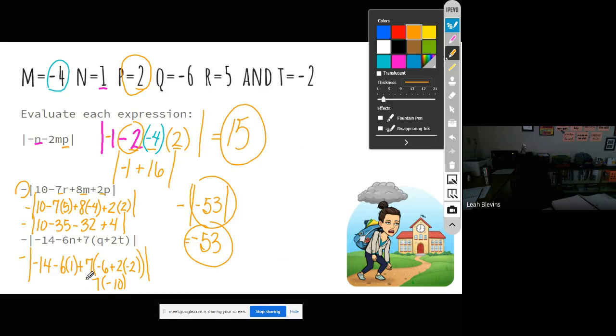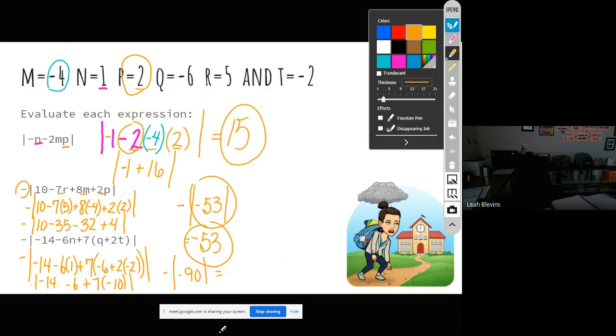Fine. I'm going to go ahead and multiply this because I can. Okay, so we could go ahead and do that multiplication, get negative 70. Negative 14 and negative 6 make negative 20, right? Negative 20 plus negative 70 makes negative 90, right? So then I've got a negative 90.